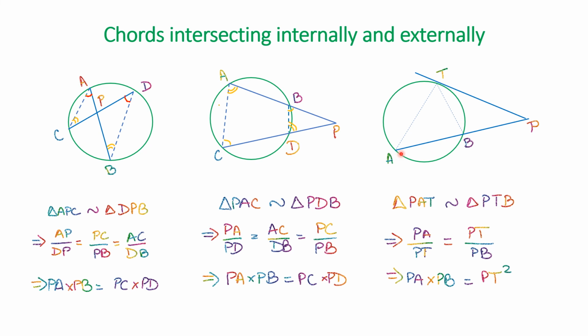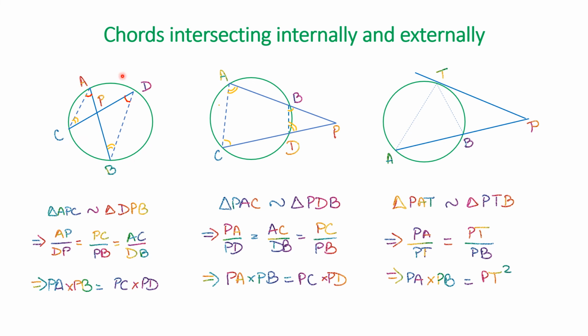Now here we have a secant and a tangent. In this also, triangle PAT is similar to triangle PTB, which gives us PA into PB is equal to PT square. How to remember this is what I am explaining now.